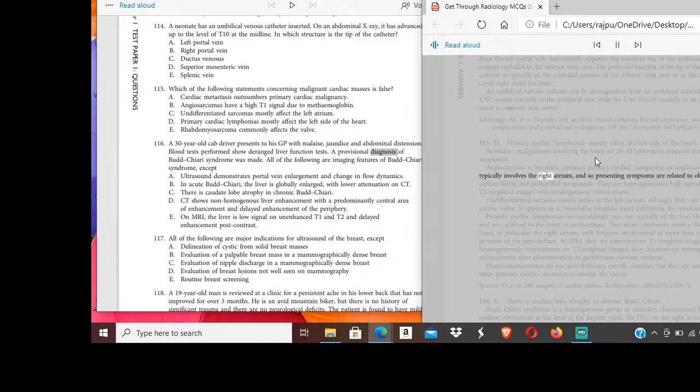The tumor typically involves the right atrium, and so presenting symptoms are related to obstruction to right cardiac filling and pericardial tamponade. They are heterogeneously high signal on T1 and T2 weighted images with heterogeneous enhancement. Undifferentiated sarcoma mostly arises in the left atrium, although they can also involve the cardiac valve. It appears as an isointense irregular mass infiltrating the myocardium.